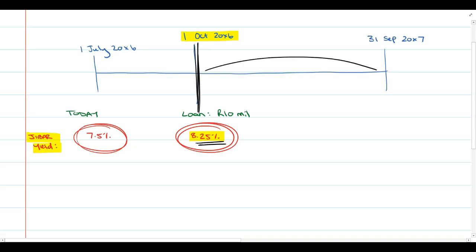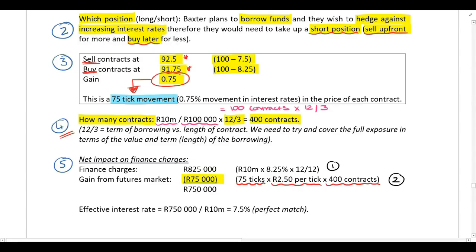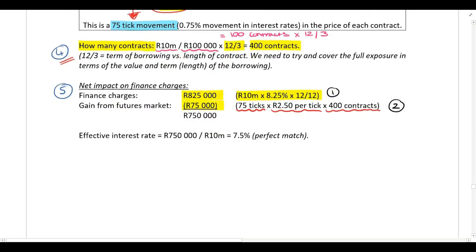So for this 12-month period, they are going to pay interest on the 10 million Rand loan at a rate of 8.25%. So if they don't hedge interest rate risk, they would pay interest of 825,000 Rand. That is interest for the year at a rate of 8.25%. So the net effect is, after taking the gain from the futures contract into account, we are only paying interest of 750,000 Rand, meaning that we are effectively paying interest at a rate of 7.5%.